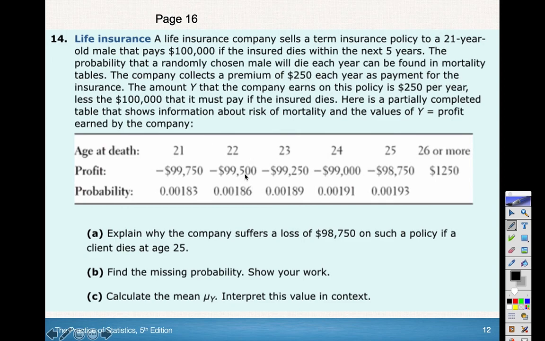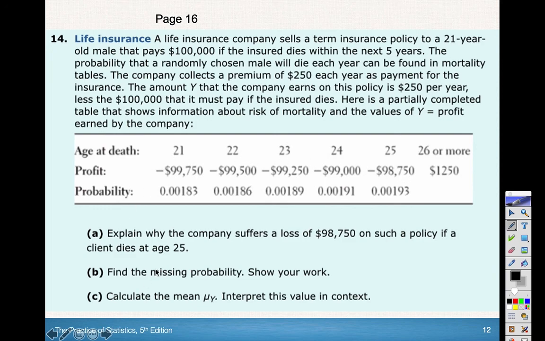Year 2, they collect $500 but lose $100,000. Year 3, collect $750 but lose $100,000. Year 4, collect $1,000 but lose $100,000. And year 5, collect $1,250 and lose $98,750. But at 26, meaning if the person just lives for 5 years, the company would have profited $1,250. So letter A, why do they suffer a loss? Because if the person dies, they have to pay out $100,000 and only collected this much.